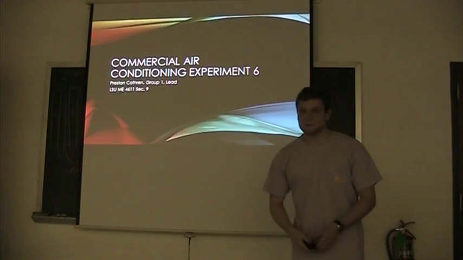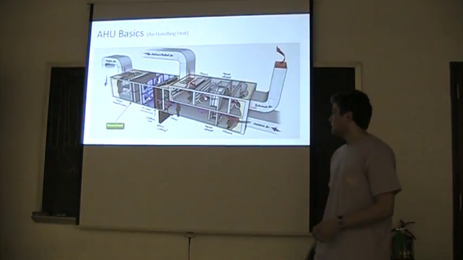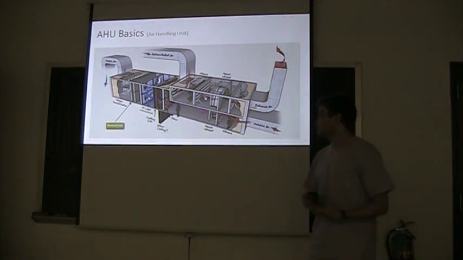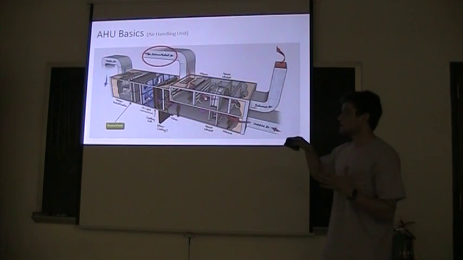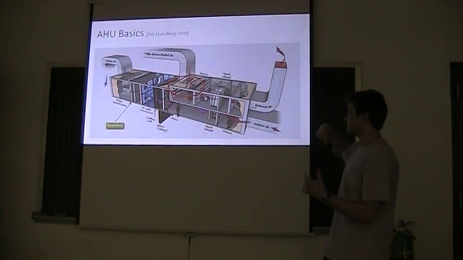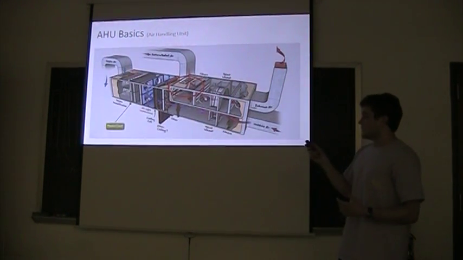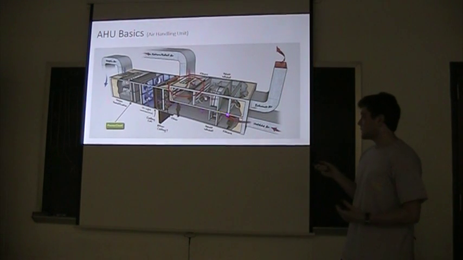So I'm Preston, I'm the group lead for Group 1, and I'll be talking about the commercial air conditioning experiment. This is a basic AHU, and right there you have your return air coming in, and it's going to split. You'll have a little bit leaving as exhaust air. It's going to go over an energy recovery wheel right here, and that energy recovery wheel is going to precondition your incoming outside air.